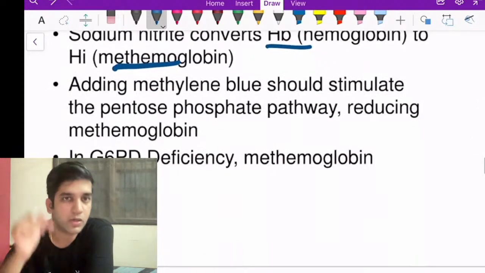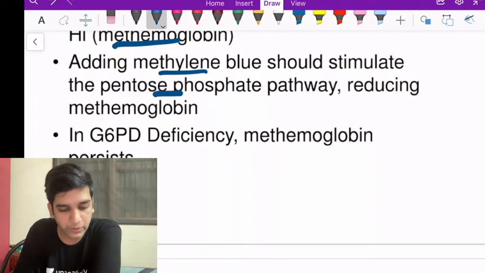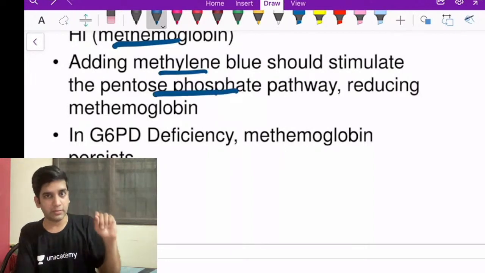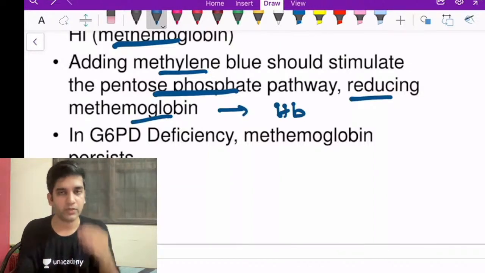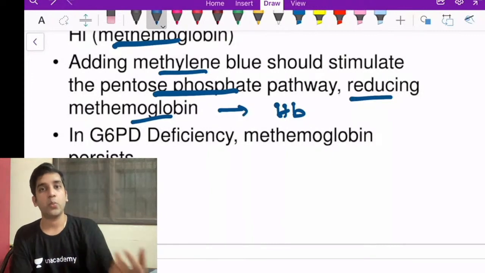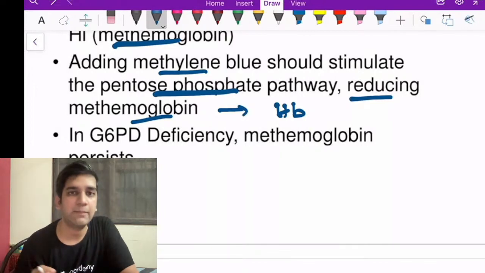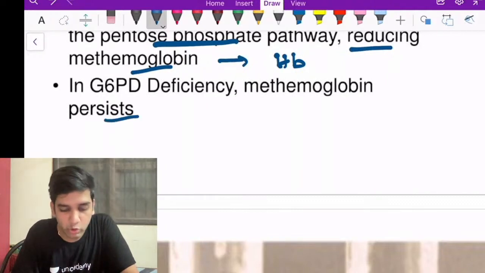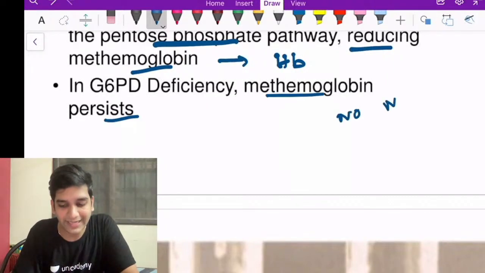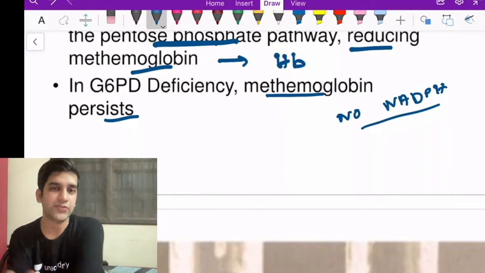After it turns brown in color, I add methylene blue to it. Once you add methylene blue, it will stimulate the pentose phosphate pathway. If my G6PD is completely normal, it will reduce methemoglobin back to normal hemoglobin, right? So in a normal patient where G6PD is normal, I'll produce NADPH and come back to normal hemoglobin. In a patient with G6PD deficiency, the methemoglobin persists because there is no NADPH. It will not come back because my hexose monophosphate pathway is defective here. This is a screening test for G6PD deficiency.